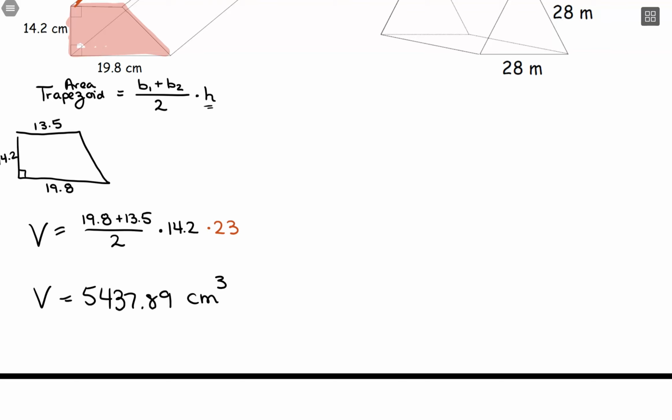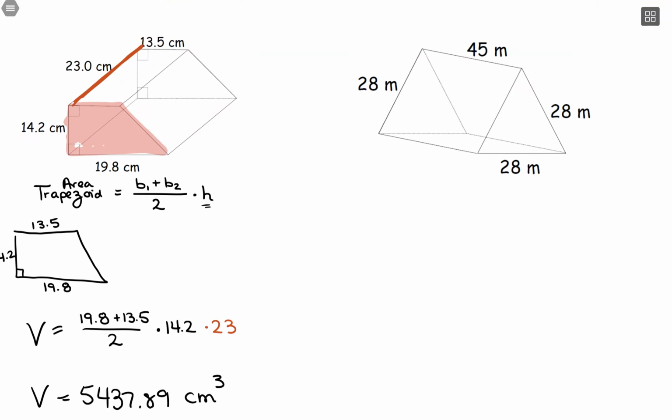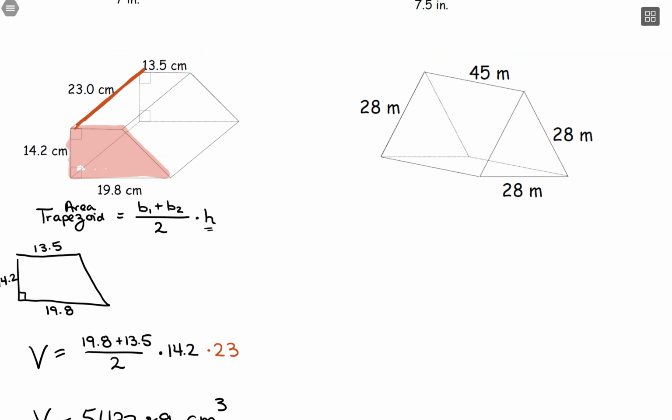And that's centimeters cubed. Just to touch on surface area again, even though I'm not going to calculate it here, what you could see is if you wanted to find the surface area, we'd have 2 of those trapezoids, so you would just take that formula and have 2 of them. And then everything else is rectangles. So you'd have this 23 by 13.5, this 23 by 14.2, and this 23 by 19.8. So you just start adding up those different areas.